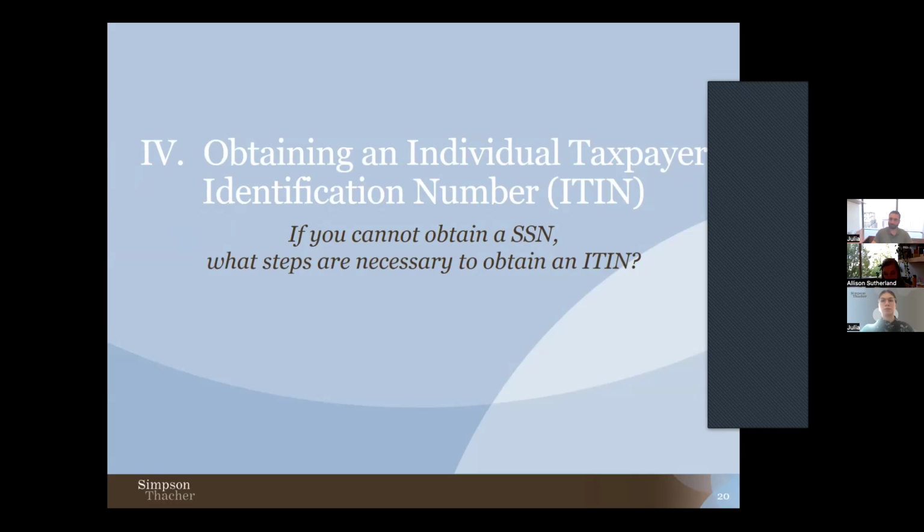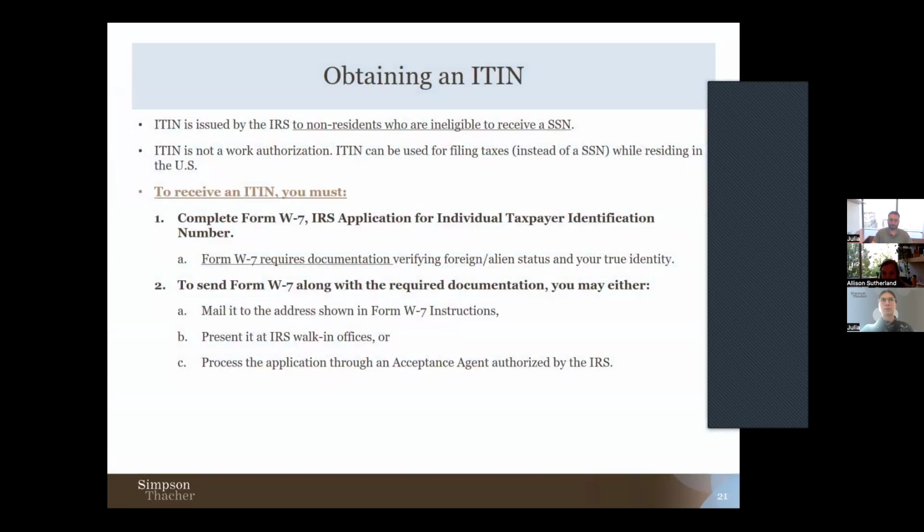Thank you. So in the event that you are not able to obtain a social security number, instead you can get an individual taxpayer identification number or ITIN. You can receive this through applying to the IRS, and it is issued to non-residents who are ineligible to receive a social security number. It's important to remember that your ITIN is not a work authorization. However, it can be used for filing taxes while residing in the United States. So you will use your ITIN in place of a social security number.